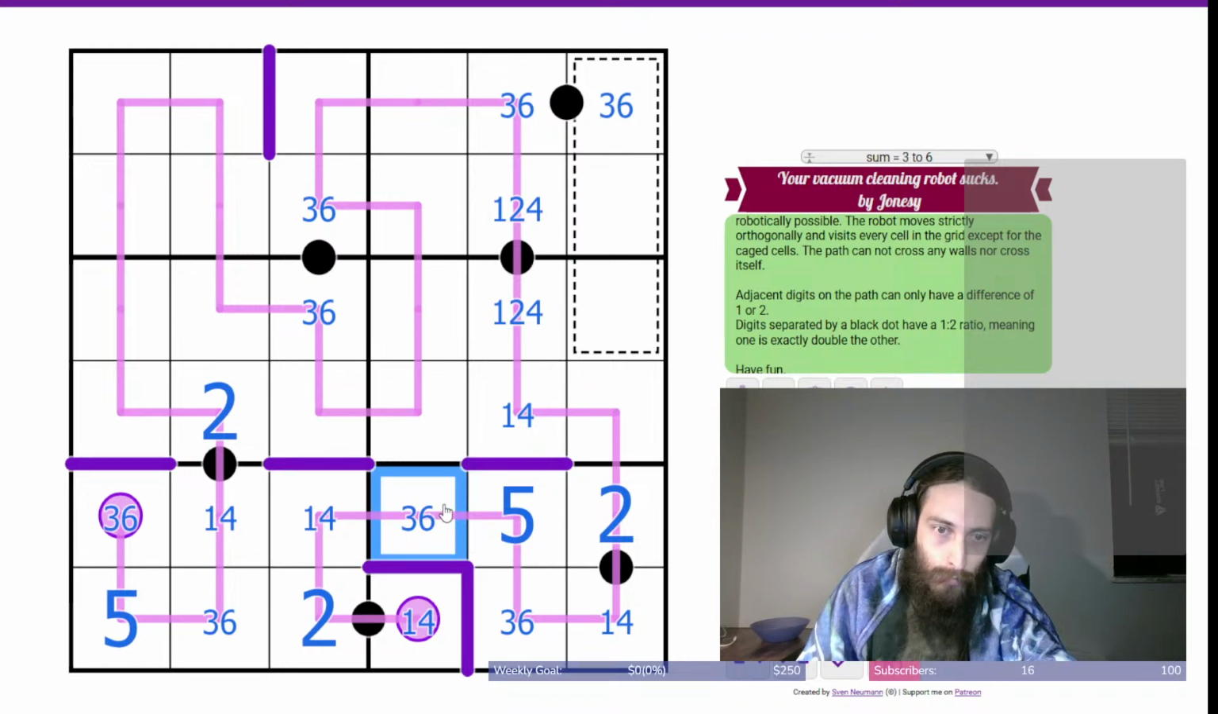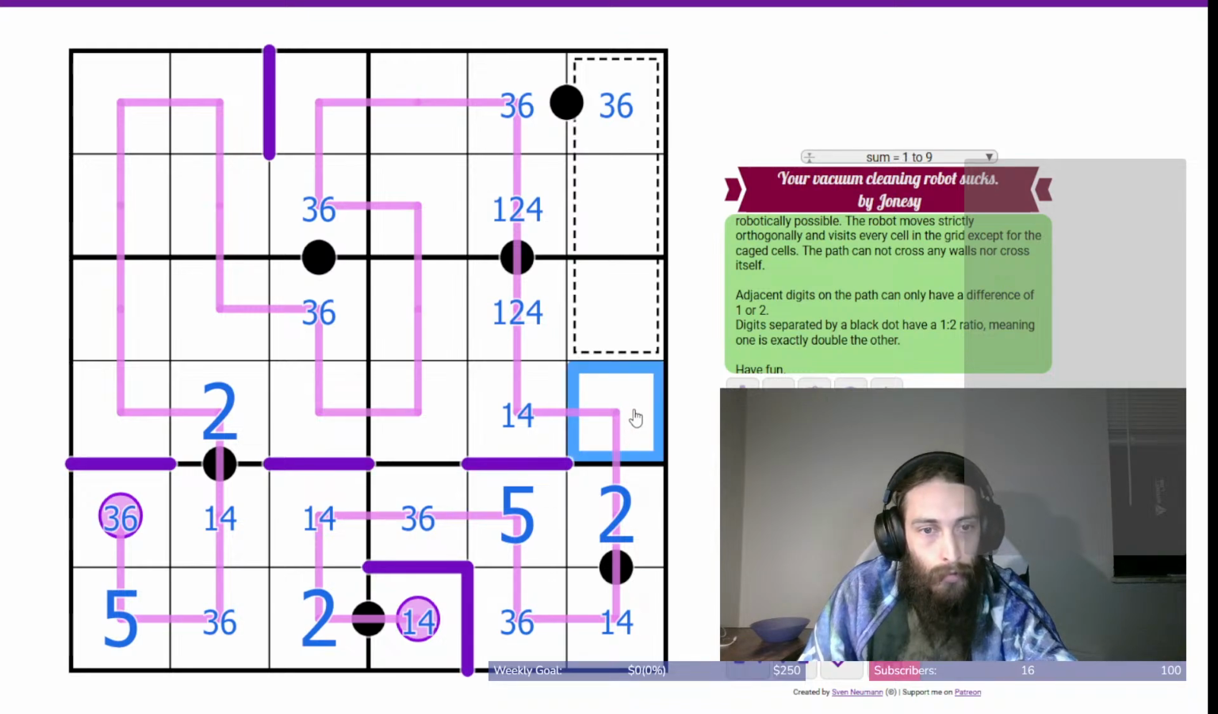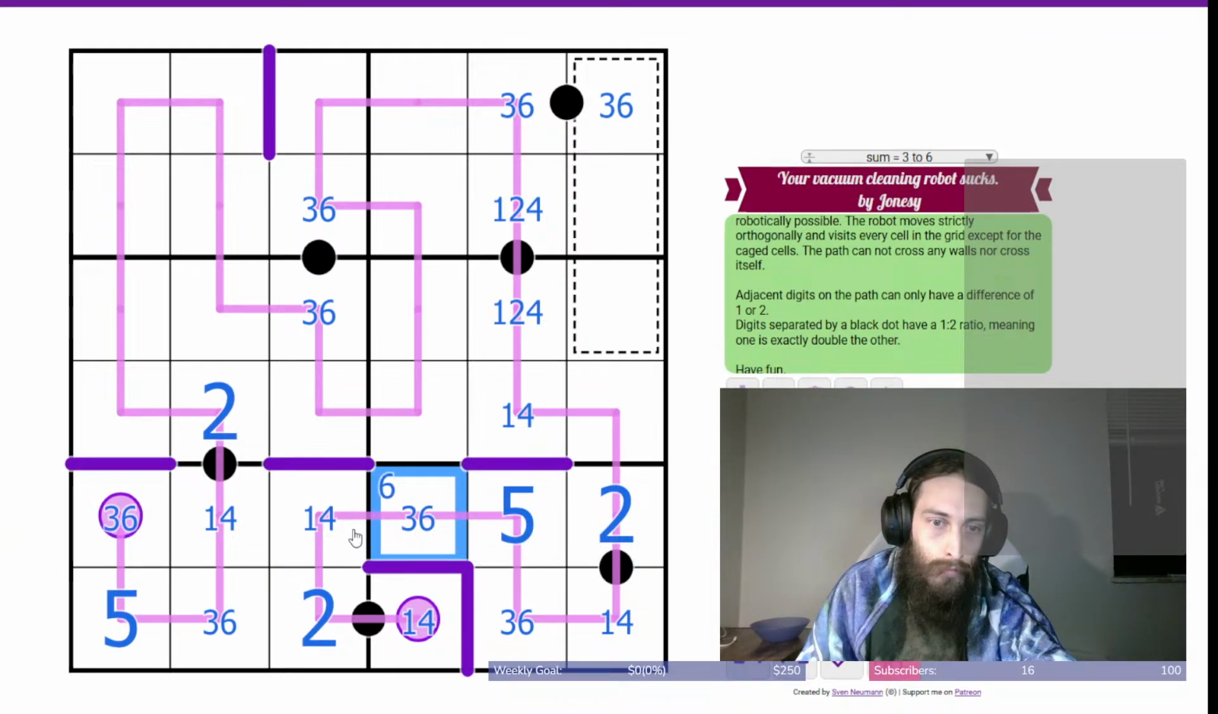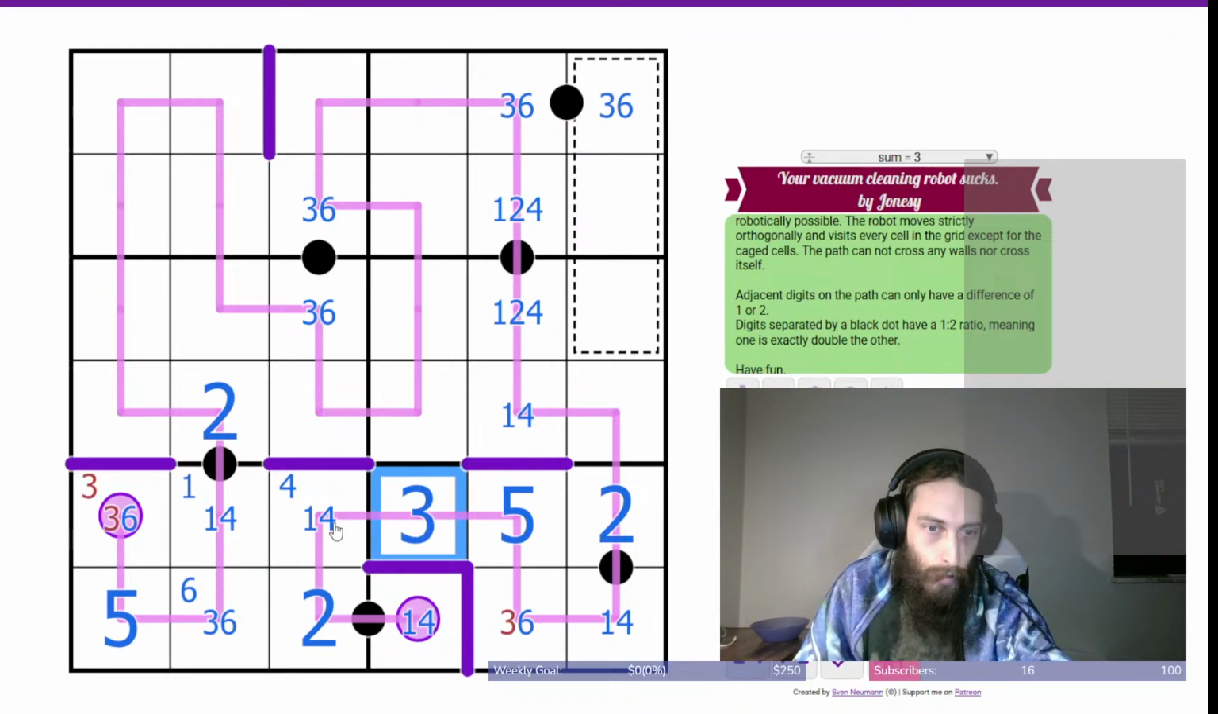3 can be either 1 or 4. 6 has to be 4. Right. And 1 has to be 3. 6, 4. But okay, in row 5, just to the left of the 5, if it's a 6, 6 has to touch 4, which makes 1 and 3. But then you've got 6, and 6 can't touch 1. So that's a 3. And that's a 6.